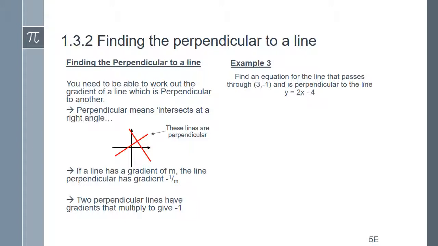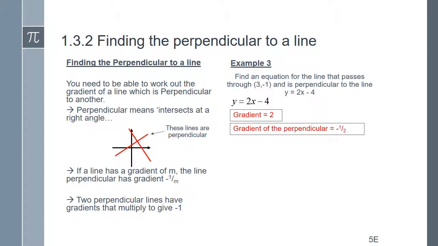Find an equation for the line that passes through (3, minus 1) and is perpendicular to the line y equals 2x minus 4. In this case we first need to think about the gradients again. We've got y equals 2x minus 4, so the gradient of that line is 2, but we want the line that is perpendicular to it. So minus the reciprocal, the gradient of the perpendicular line is minus a half.